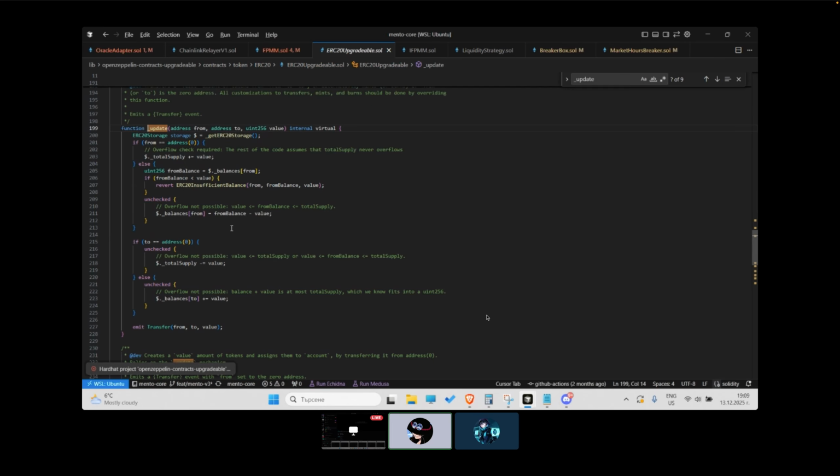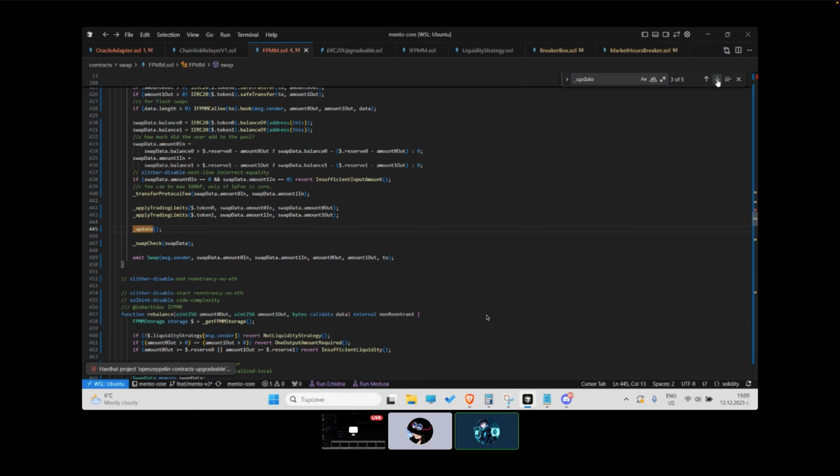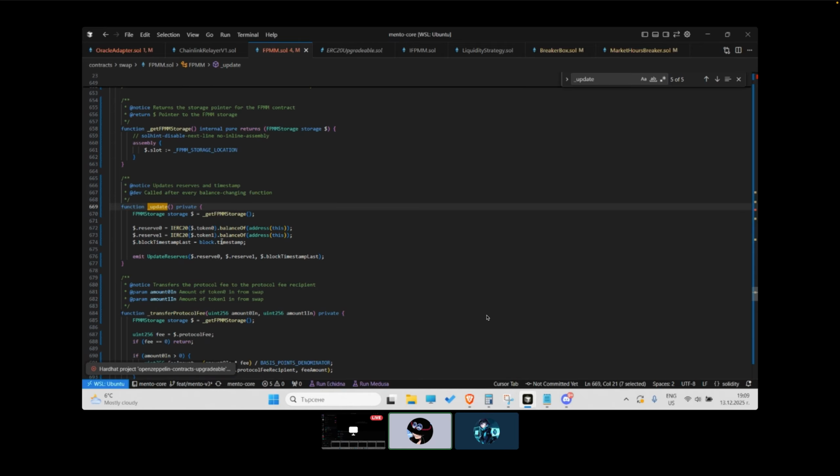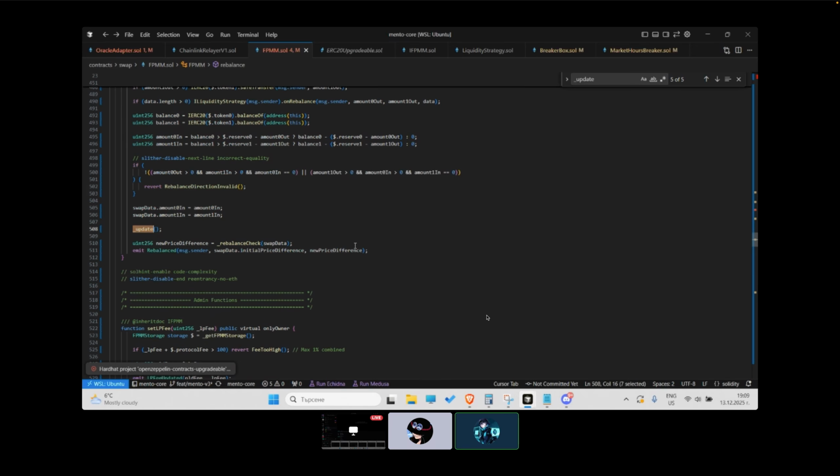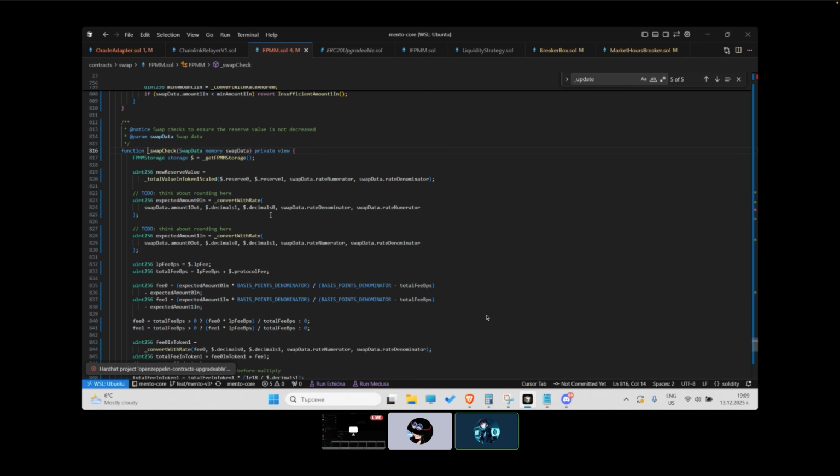It's very simple. Yeah, yeah. Okay, cool. Now go back, please. Let's go to the swap check. I just want to see how they enforce. So they get the new reserve value.